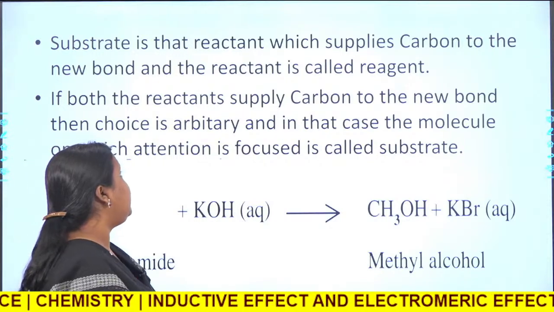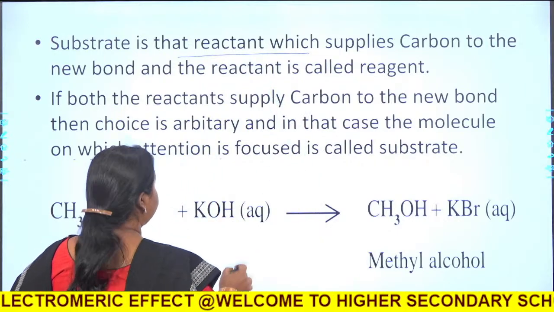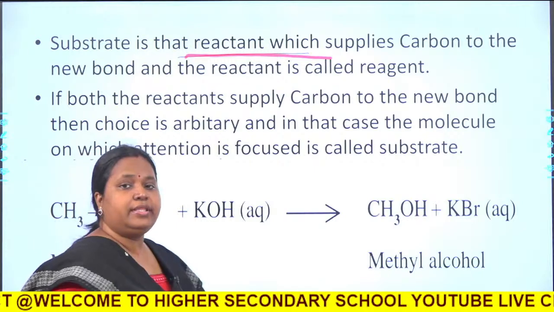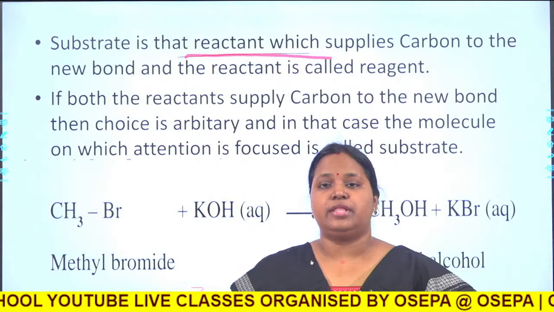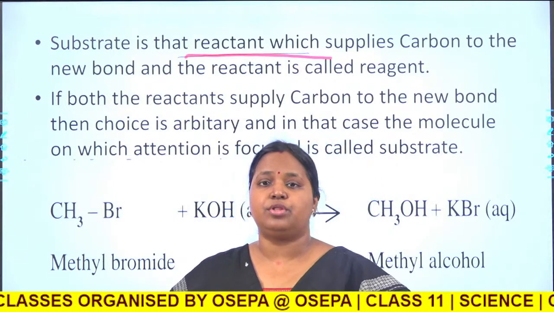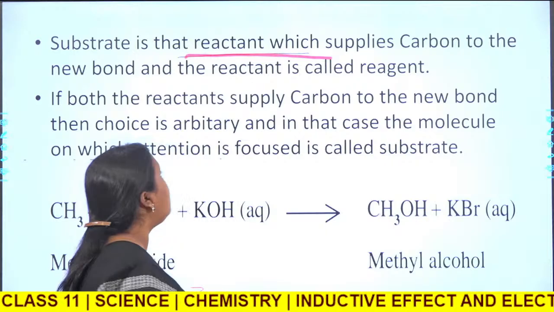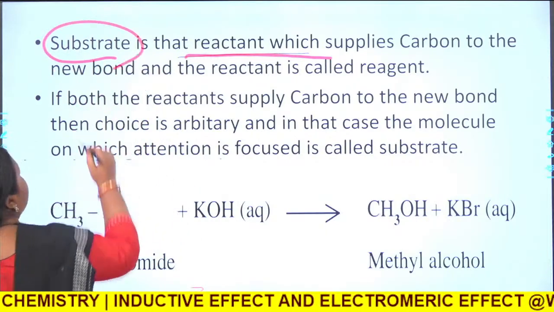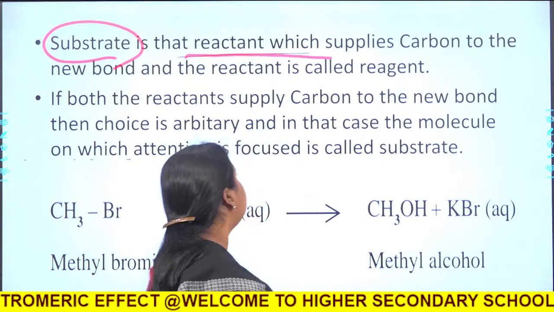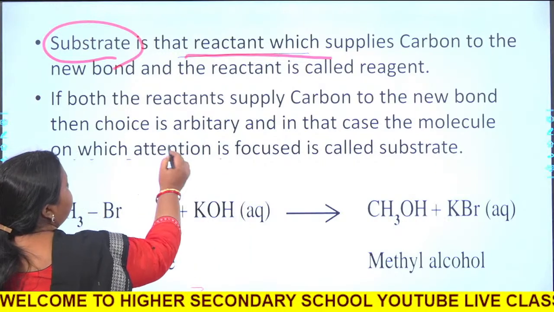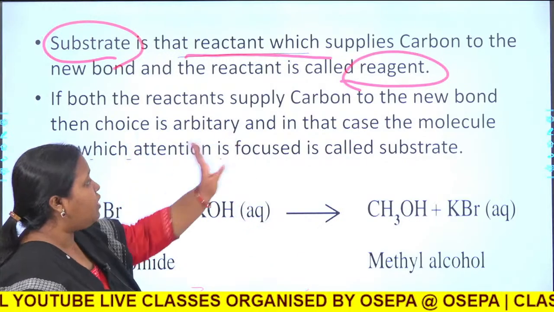So, in organic chemistry, the reactants are classified in two ways, that is substrate as well as the reagent. The reactant which gives carbon to the new bond is called a substrate, or you can say the reactant under focus is called a substrate. The substrate is actually an organic compound on which we are focusing. Then the rest of the reactants, except the substrate, are called reagents.